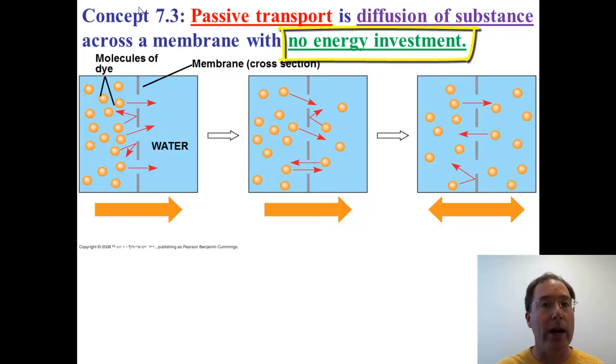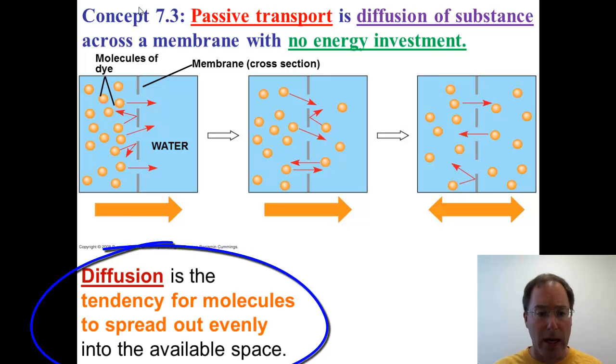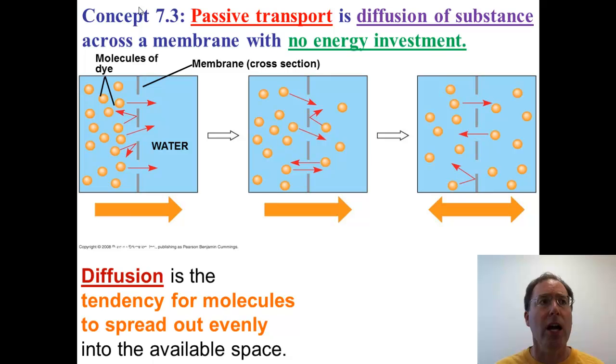Passive means no energy used, no ATP used. It just happens, and usually it happens down something we'll call a concentration gradient. So here's the definition of diffusion: tendency for molecules to spread out evenly into available space. You'll see non-biological examples given of methane gas leaving someone, or spraying a can of air freshener. Those molecules are going to spread out.